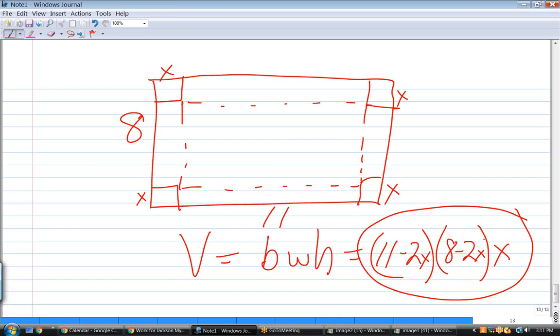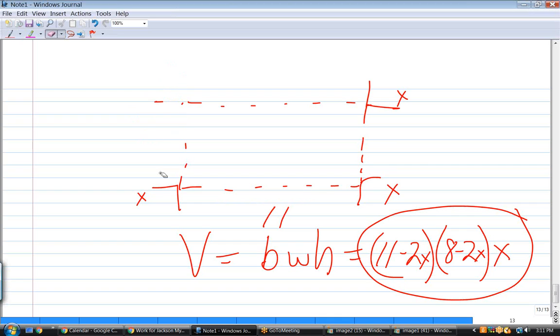Now it's simple. Multiply out, take the first derivative, set it equal to 0, and then it'll tell you what your x is. Okay? Let's take it up a notch where we add a second variable.